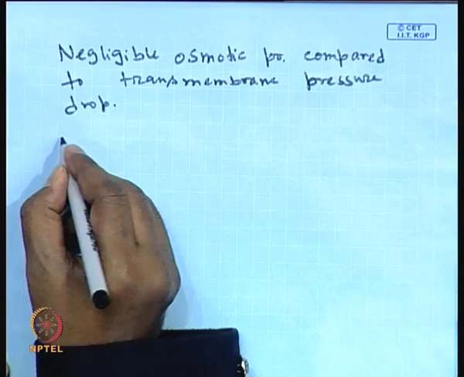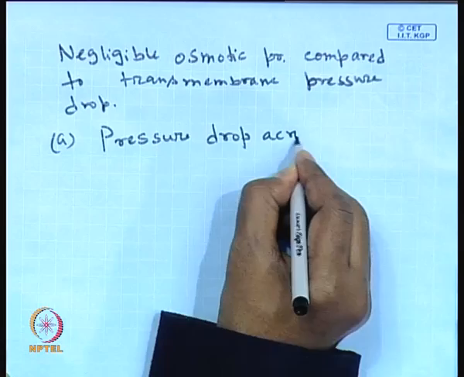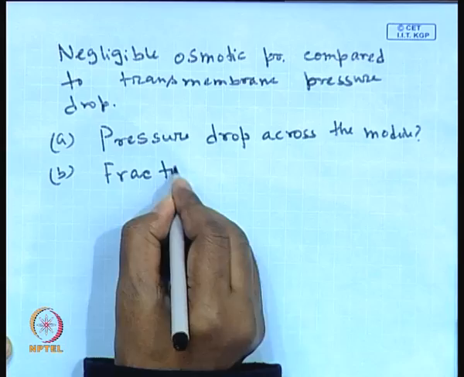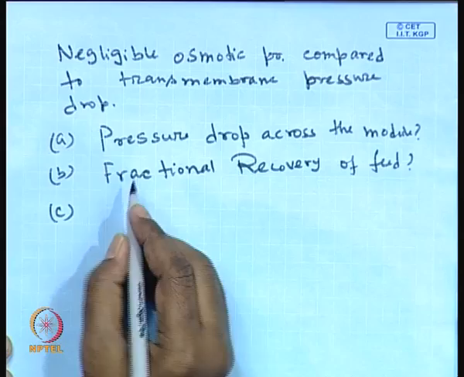Okay. Now, let us see what we have to calculate. You have to find out the pressure drop across the channel, across the module. Okay. You have to find out the fractional recovery of the feed. Velocity and concentration at the channel exit.